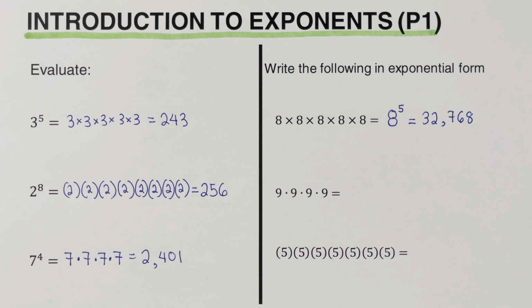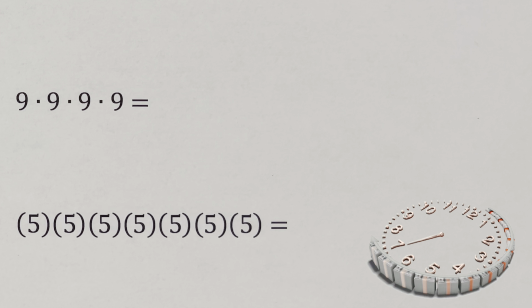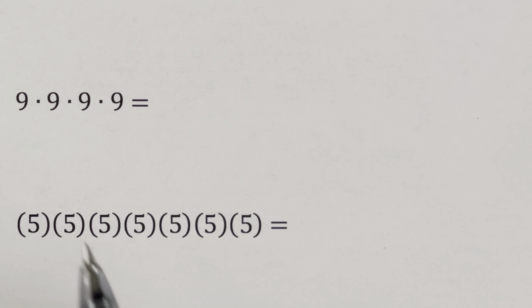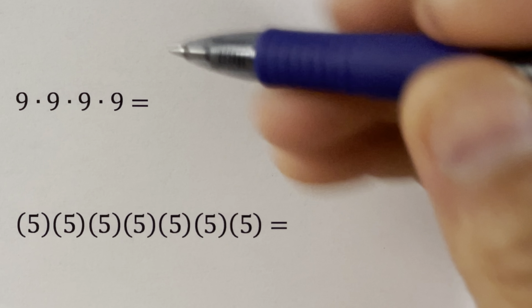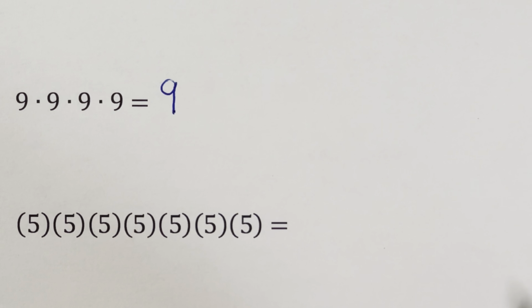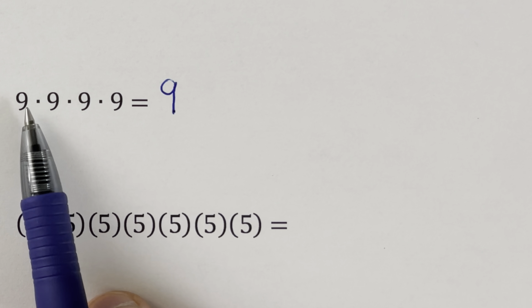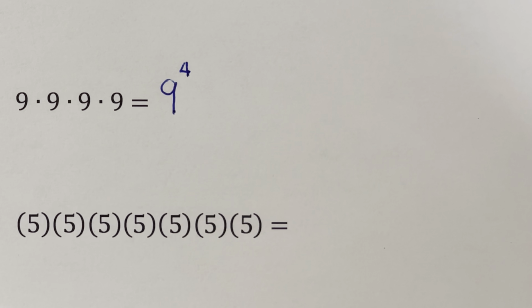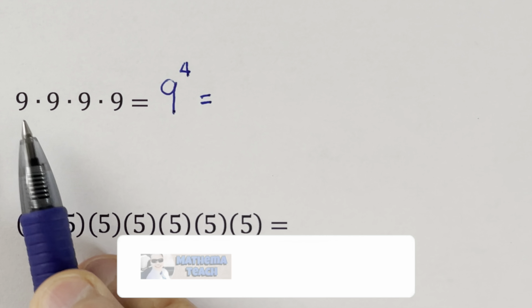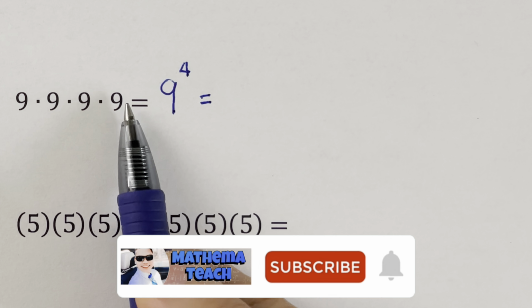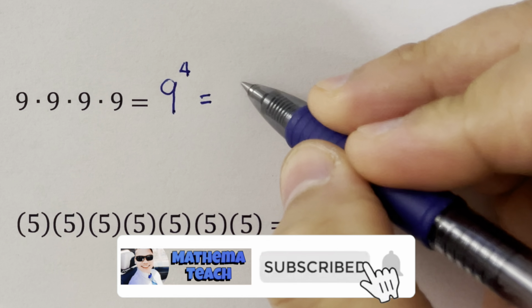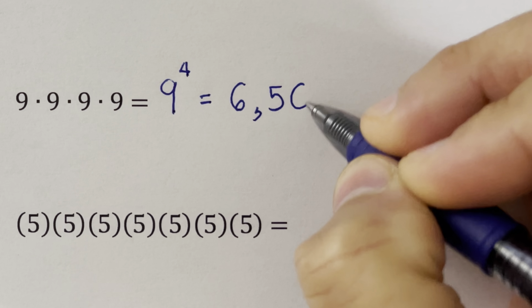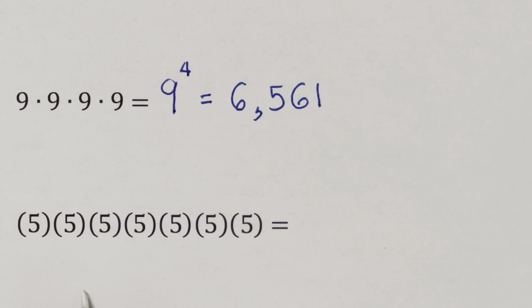At this time, I would encourage you to pause this video and try these 2 problems out on your own. When you're done, unpause it and check your answer. Okay, let's go over the problem here. Our base is 9, so we write 9, and then we count how many times 9 was multiplied: 1, 2, 3, 4. So this is 9 to the 4th power. Using a calculator, we multiply 9 times 9 times 9 times 9, which gives us 6,561.